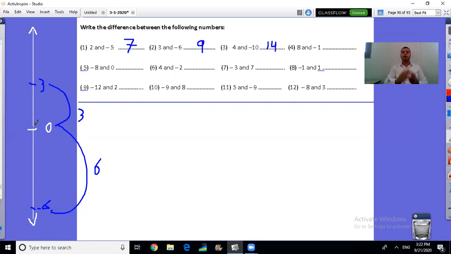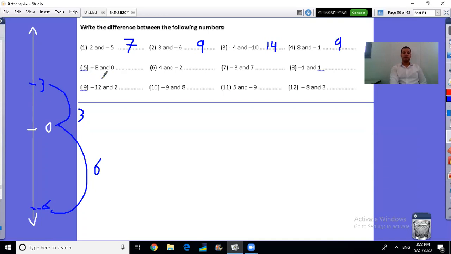You want to use the number line, guys? I don't mind it at all. You want to do it mentally? Go ahead. All right, try to guess the coming one. Pause the video, think about it, come back to the video to check your answer. The difference between 8 and -1. From 8 to 0, 8 numbers. From 0 to -1, 1 number. So 8 and 1 is 9.